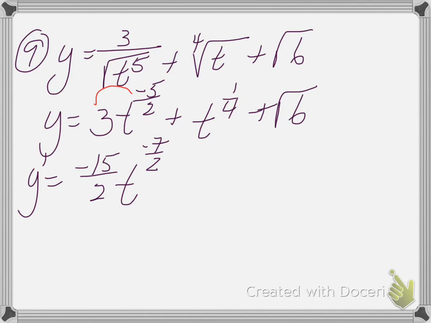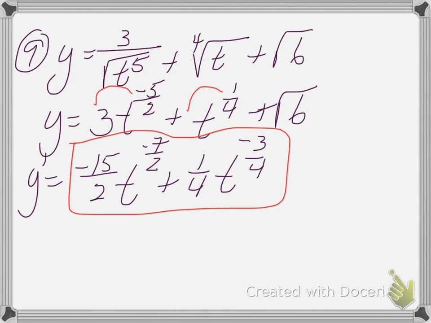Okay, now I'm going to take this 1/4, it's a simple power rule, and bring it down. So we get 1/4 t. 1/4 minus 4/4 is a negative 3/4. And of course the derivative of radical 6 is just 0. So that's your answer. Okay, now we go to the back of the page. Get a different color. Make it life exciting. Okay, there's number 10.